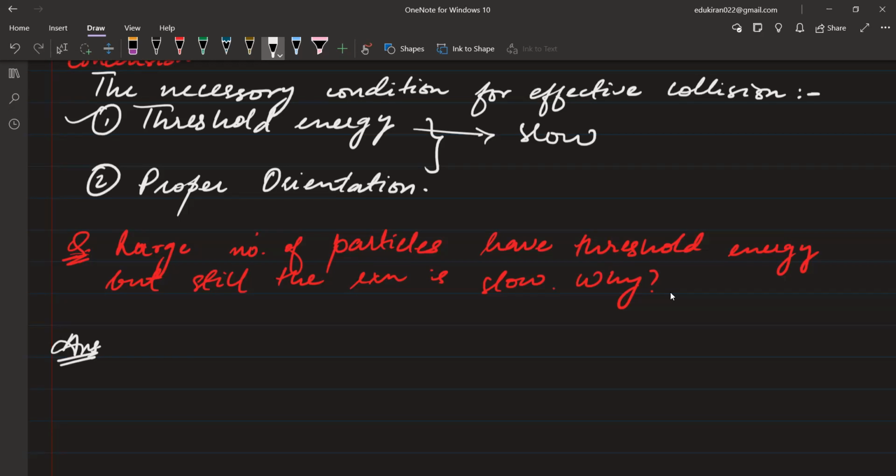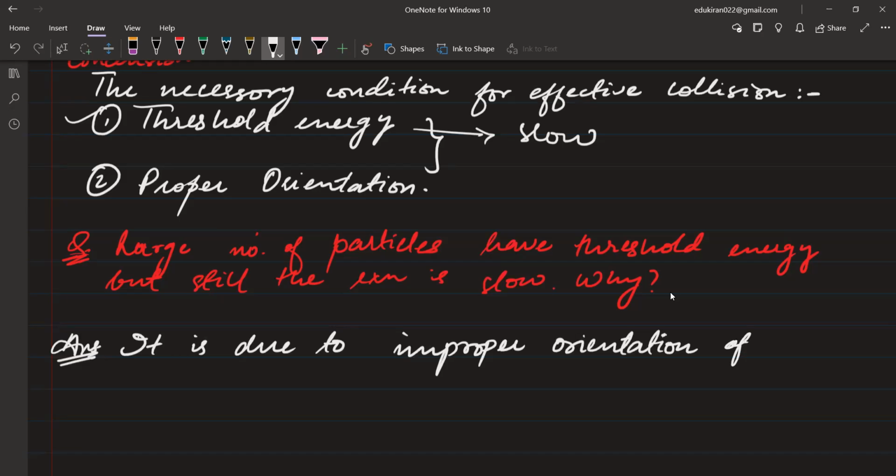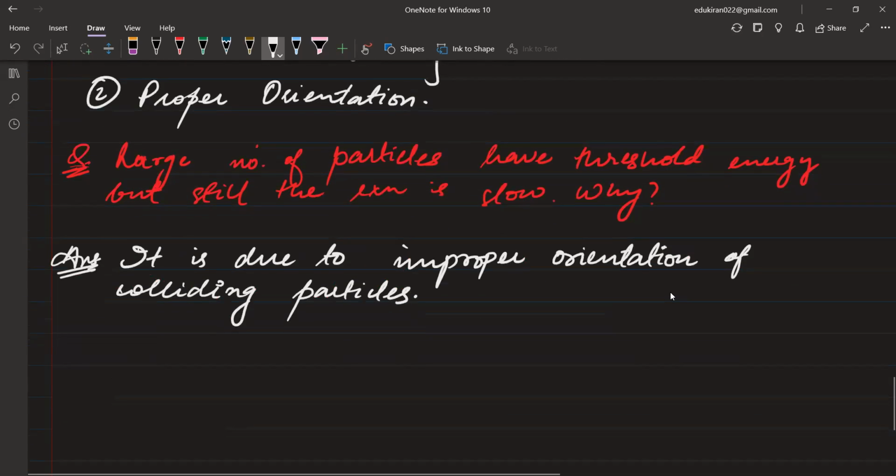In one reaction this has happened, they gave it in the question. Okay. For one reaction, this has happened. You will not keep in your mind that when a large number of particles have threshold energy, the reaction is slow. That is not a universal statement. For one reaction, it has happened. Okay. Please keep this in your mind. It is due to improper orientation of colliding particles. That's it. Okay. This is the answer.